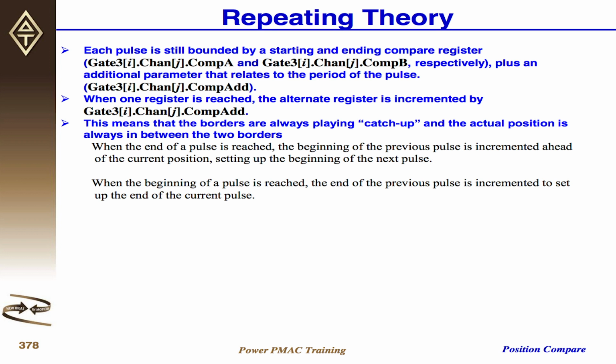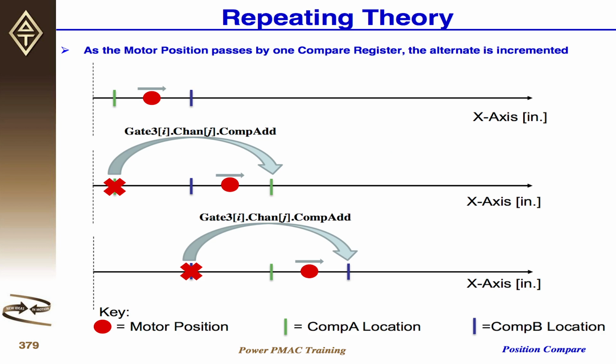This means that basically if you start off bounded by your Comp A and Comp B registers, one ahead of you and one behind you, as you move across, every time you hit one, the other one will leapfrog over you, and you'll end up still in between the two of them as they perpetually play catch up with one another. So, as this explains it, motor 1, that red dot there, is starting in between Comp A, the green bar, and Comp B, the blue bar.